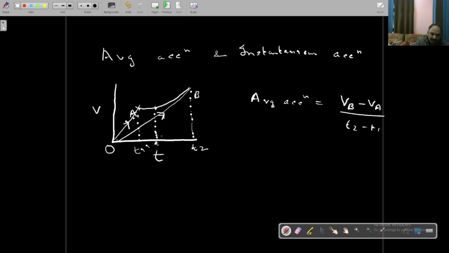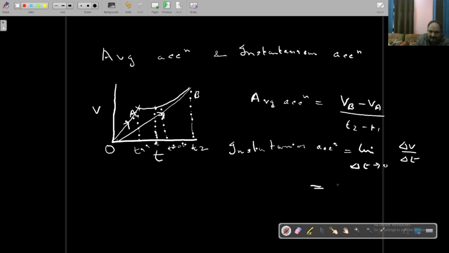T and then t plus delta t. Okay. Now instantaneous acceleration is equal to the limit delta t tending to 0 of delta v by delta t. So we can write instantaneous acceleration as dv by dt.